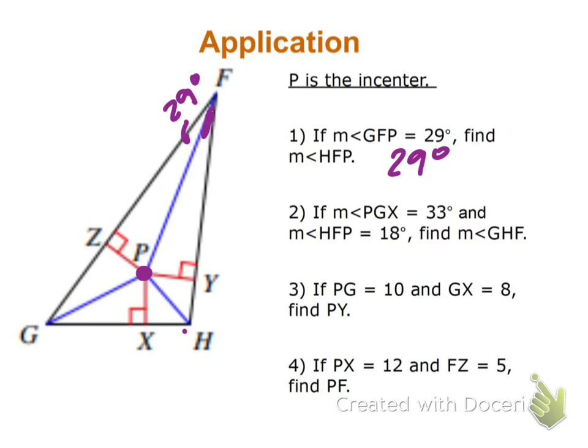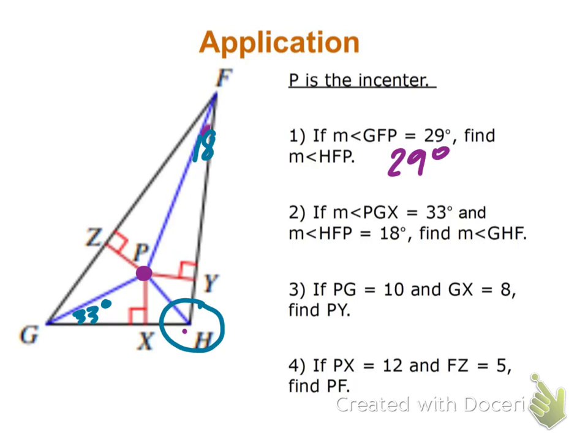So now, if the measure of PGX is 33, and the measure of HFP is 18. Probably need to take that 29 off from before. Find the measure of GHF. So where is GHF? So that's this whole thing right here.